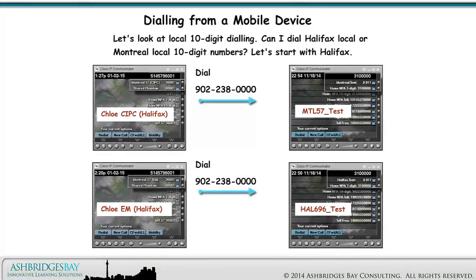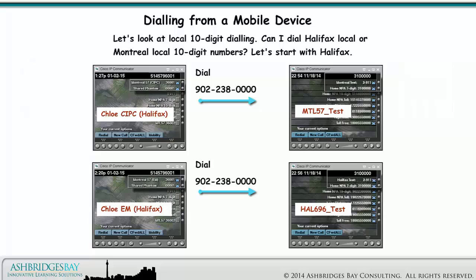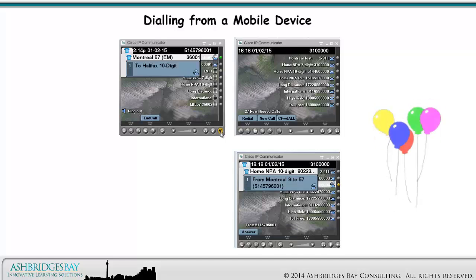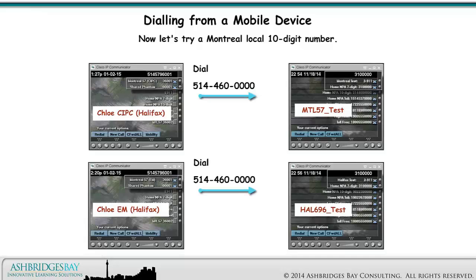Let's look at local 10-digit dialing. Can I dial Halifax local or Montreal local 10-digit numbers? Let's start with Halifax. We want the Halifax test phone line 3 to ring. It worked! Hooray! We can dial local 10-digit numbers in Halifax. Now let's try a Montreal local 10-digit number. We'll dial the Montreal test phone, line 3.